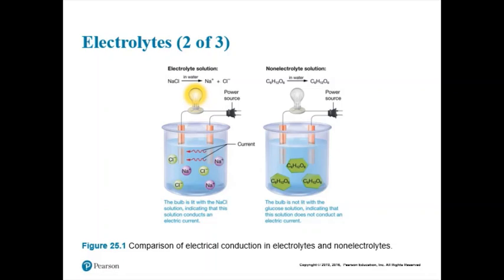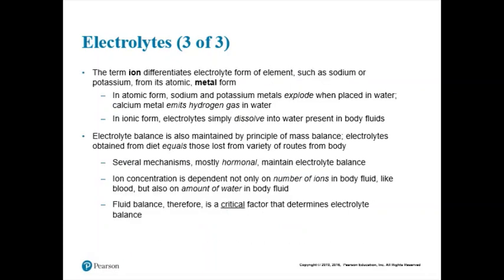But again, we got to go into a little bit more detail. Still talking about electrolytes. Turns out another name for an electrolyte is an ion. But what's the major difference? When we talk about electrolytes and ions, they really come in different forms. When you say electrolyte, you can possibly mean the atomic form or the ionic form.